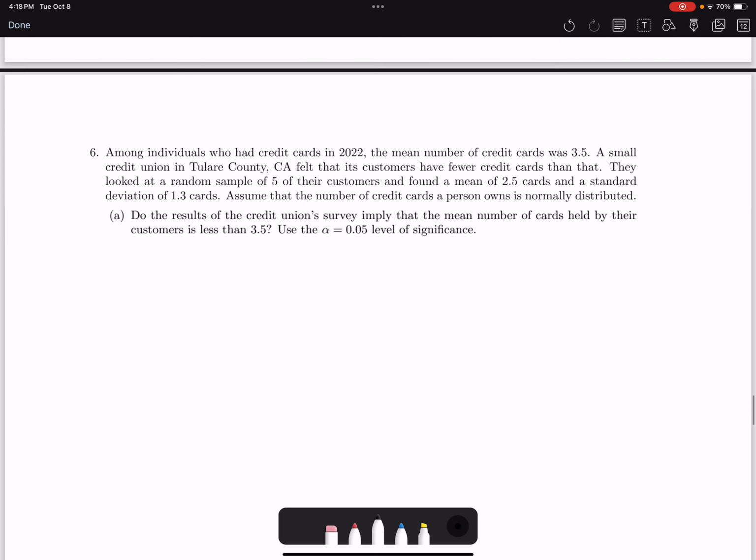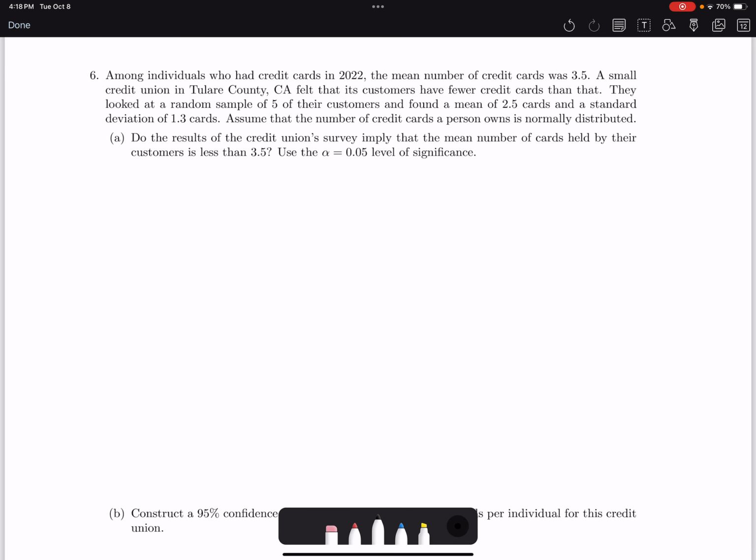Let's look at one more example. Number 6 here says, among individuals who had credit cards in 2022, the mean number of credit cards was 3.5. A small credit union in Tulare County, California felt that its customers have fewer credit cards than that. They looked at a random sample of 5 of their customers and found a mean of 2.5 credit cards with a standard deviation of 1.3 cards. Assume that the number of credit cards is normally distributed.